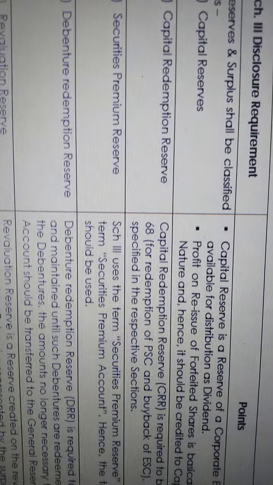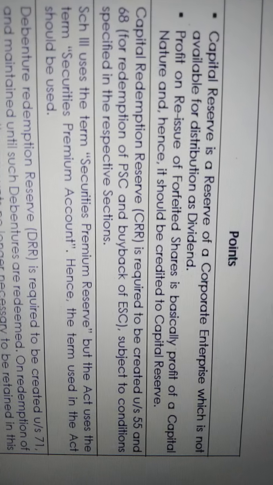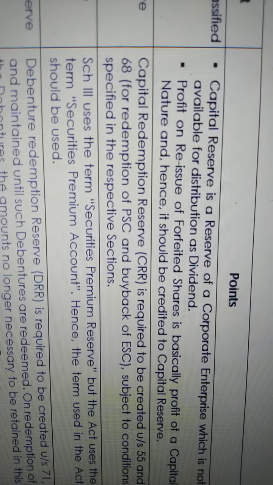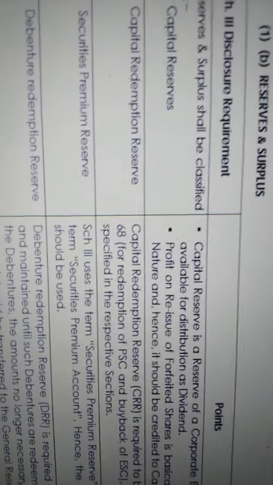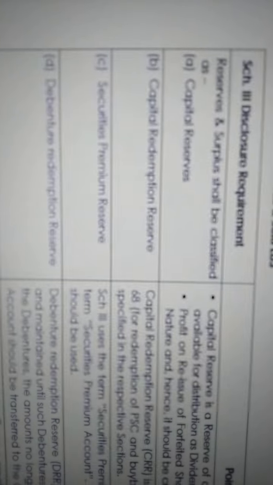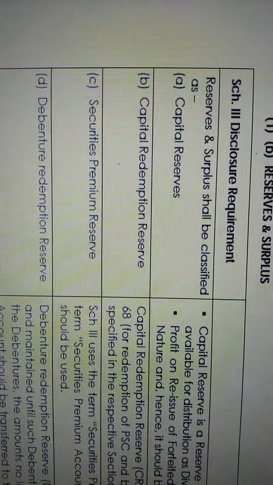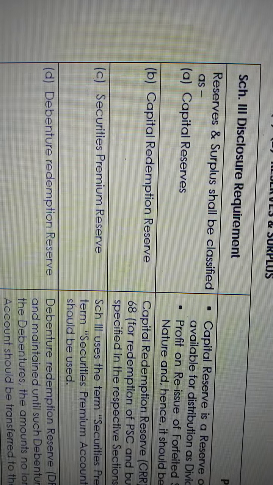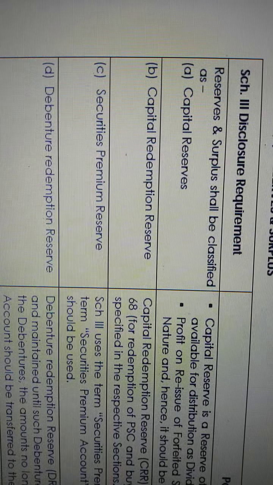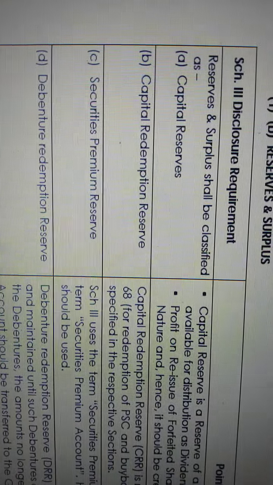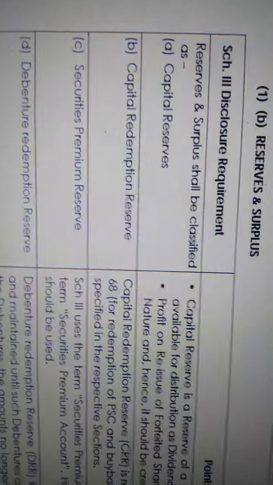So profit on reissue of forfeited shares is basically profit of capital nature, and hence it should be credited to capital reserve. They are explaining the meaning, what amount I should transfer to capital reserve. During amalgamation also, if anything is gain to me when I purchase some company, if I pay less, then that is capital reserve. Correct.